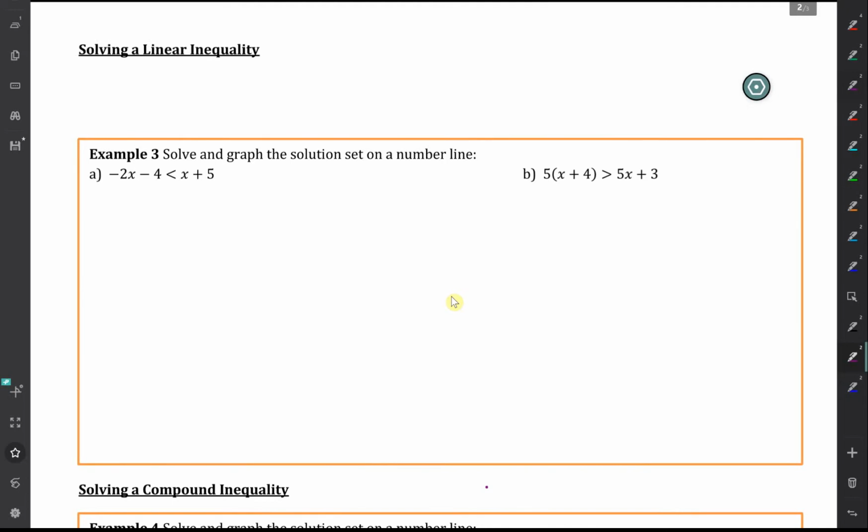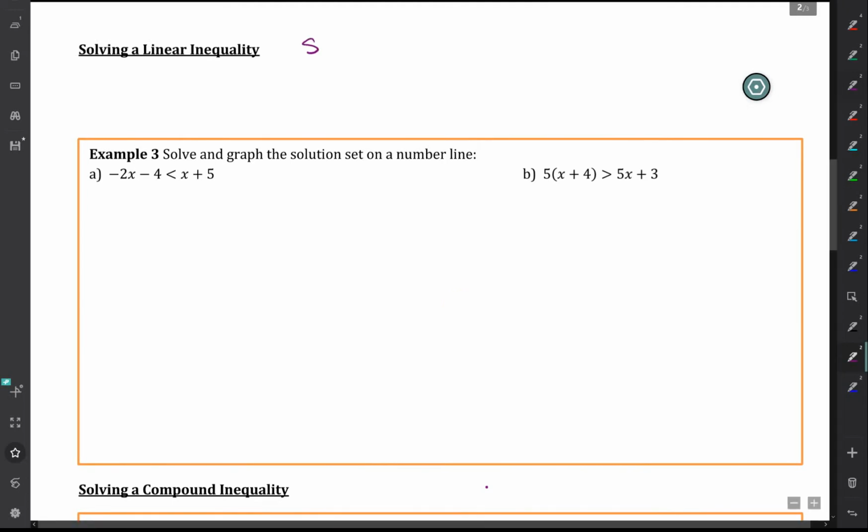Alright, next we're going to look at how to solve a linear inequality. If you have a linear inequality, what you want to do is solve just like an equation. But you need to remember one thing, and that's if you multiply or divide by a negative number, you need to flip the sign.